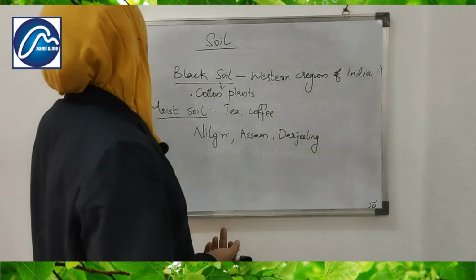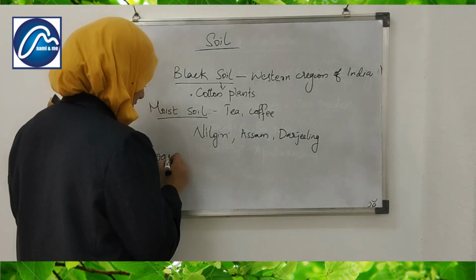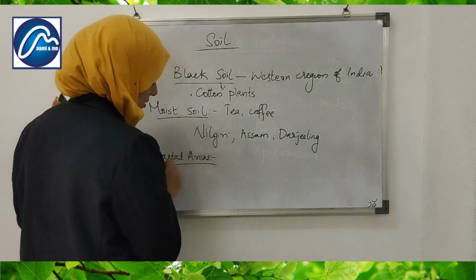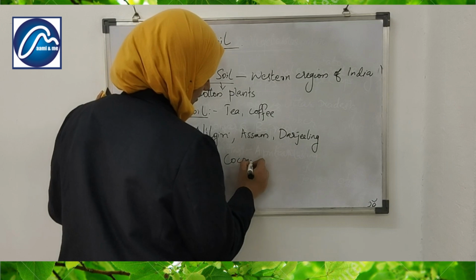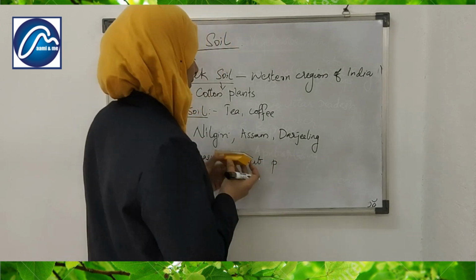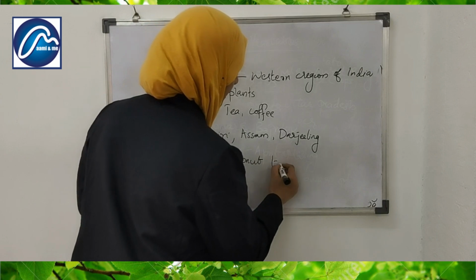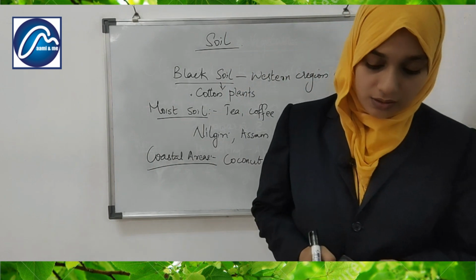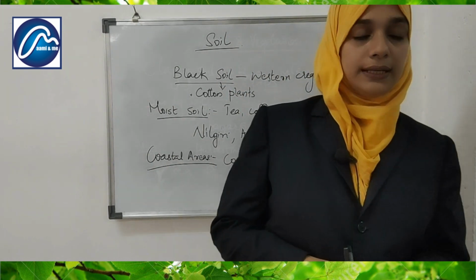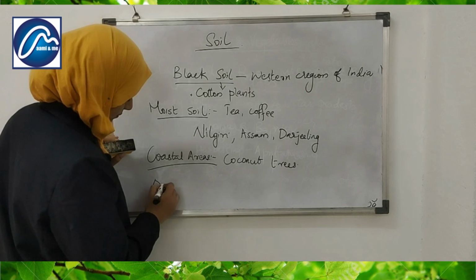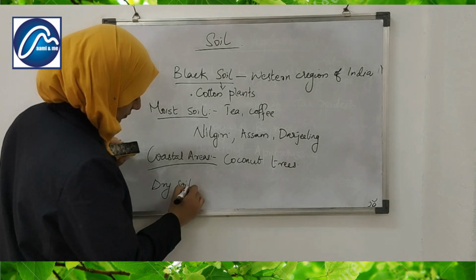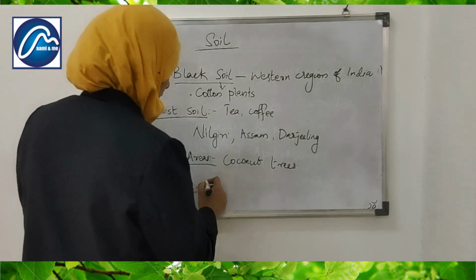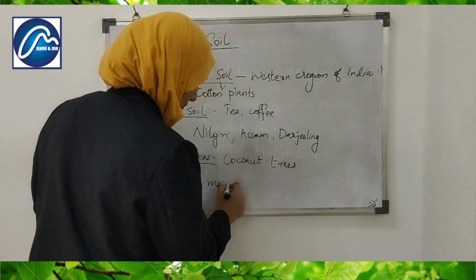Next is coastal areas. Coconut trees are cultivated mostly in coastal areas. Kerala and Goa are the main coastal areas. Next is dry soil. Maize is grown mostly in dry soil.